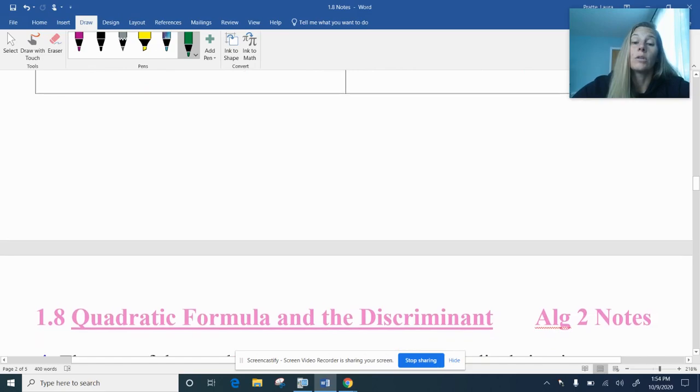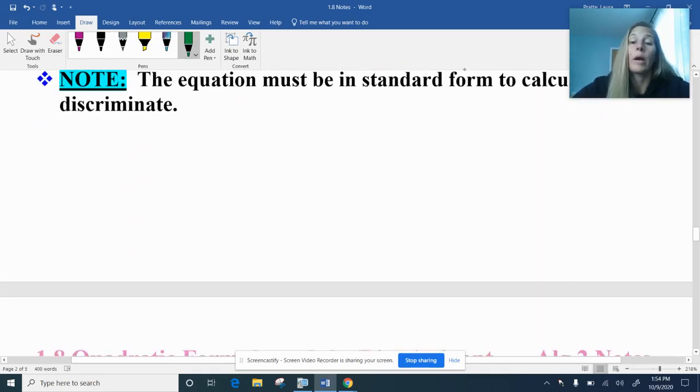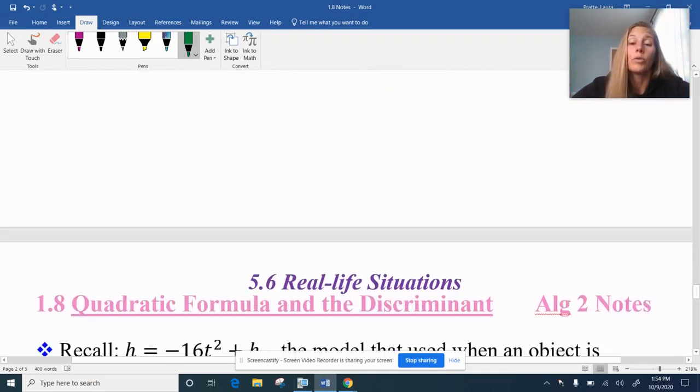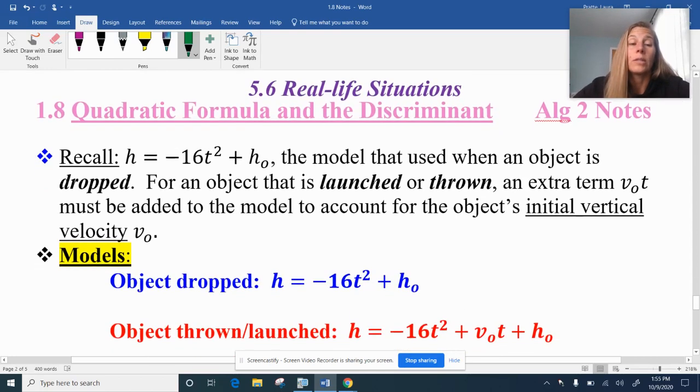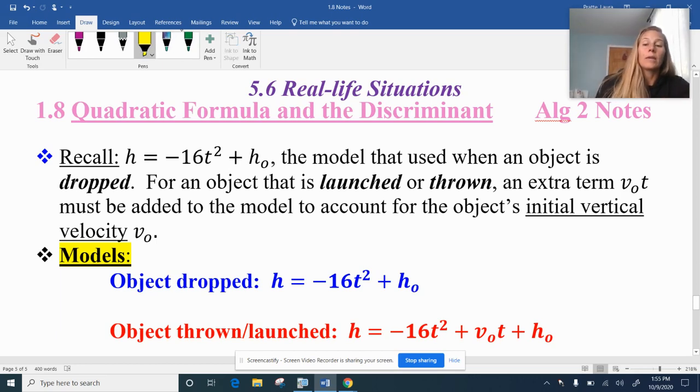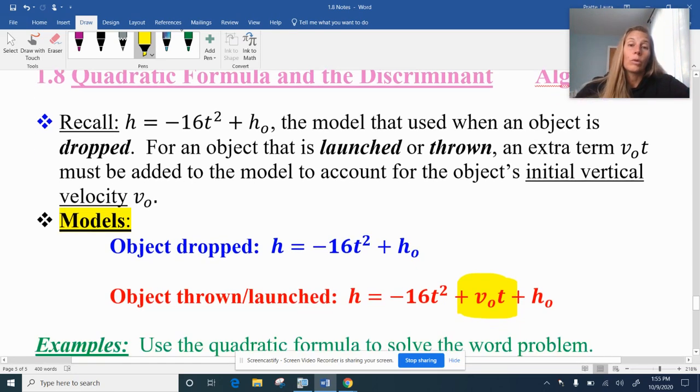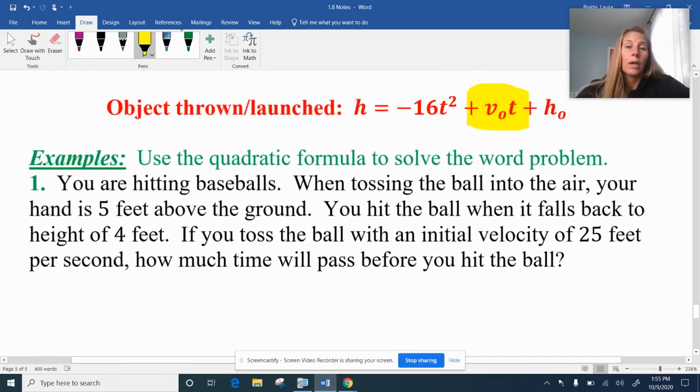So the last thing we're going to do is we're going to do a couple word problems using our vertical motion model, which is most easily solved with the quadratic formula. Now, in previous lessons, we talked about how to use the object dropped model when there's no force or velocity behind the object, and it was just simply falling or dropping. But now we're going to add in this extra piece here to account for that velocity or that initial force behind the object. So that's why we say it's been thrown or launched. It's not just falling, okay?